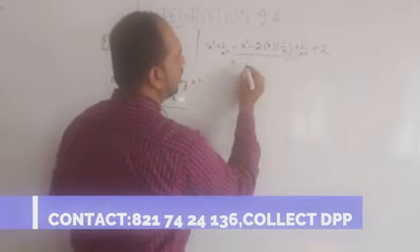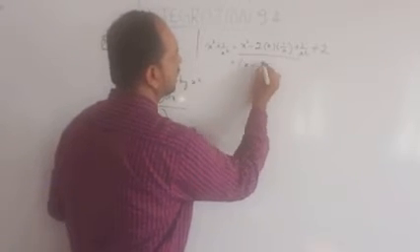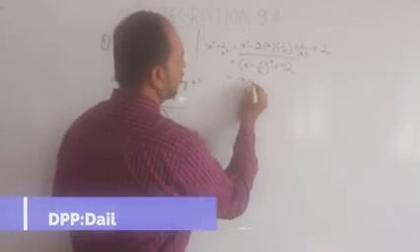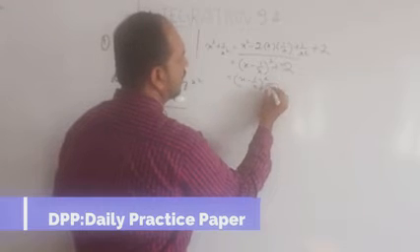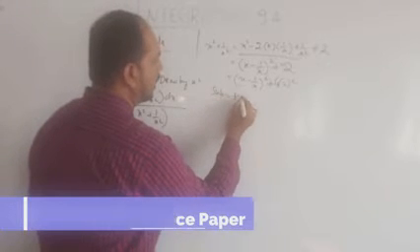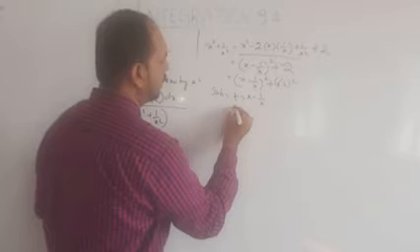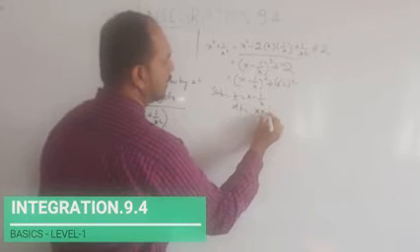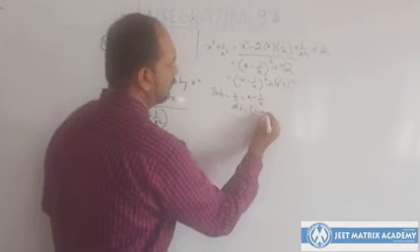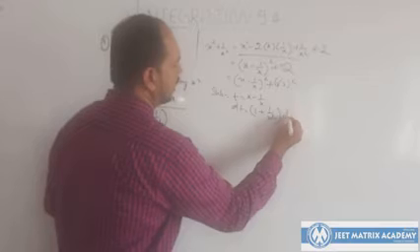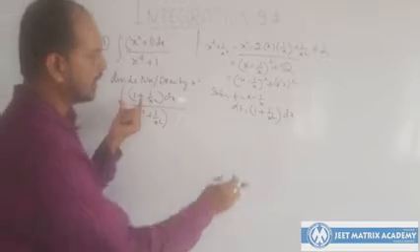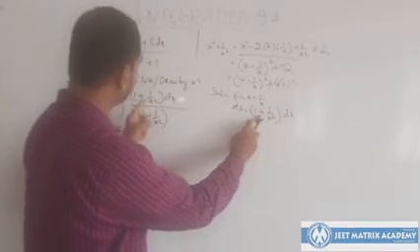Now the first part I can write as (x minus 1 by x) whole square plus 2, or (x minus 1 by x) whole square plus (root 2) whole square. Now I'll substitute t as x minus 1 by x. Then dt equals (1 plus 1 by x square) dx. This is what we required in the numerator.